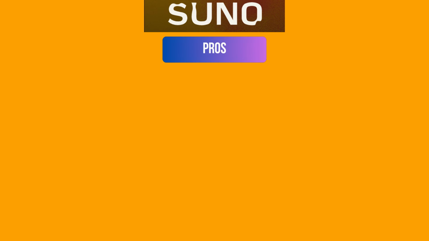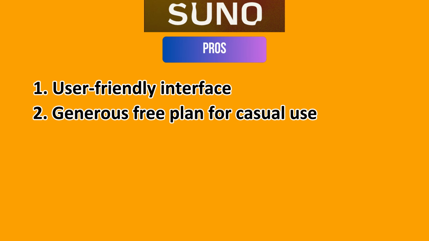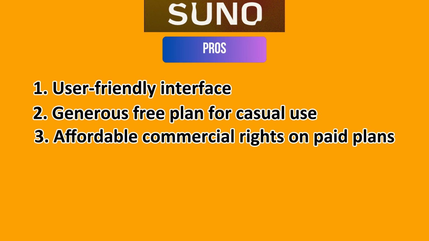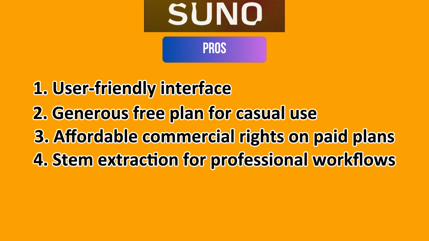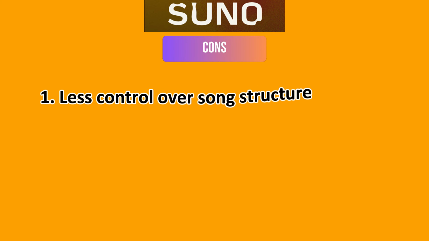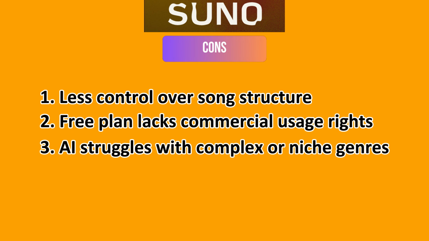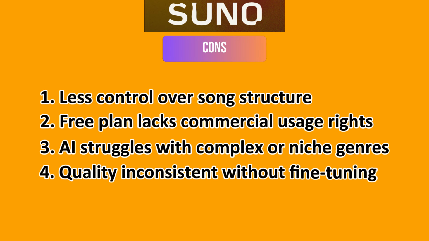Suno, on the other hand, on the strength side, has a user-friendly interface for fast and easy song creation. It has a generous free plan for casual use, affordable commercial rights on paid plans, stem extraction for professional workflows, and a dedicated mobile app. On the downside, you have less granular control over song structure than ElevenLabs, and the free plan lacks commercial usage rights. The AI model can struggle with complex or niche genres, and the quality can be inconsistent without fine-tuning.